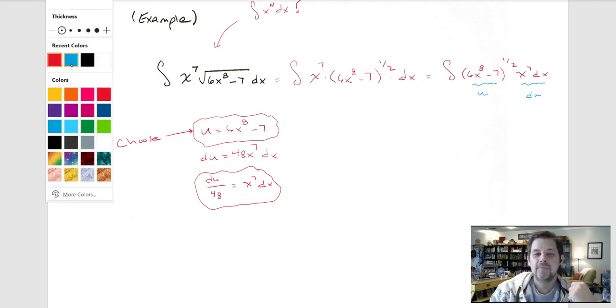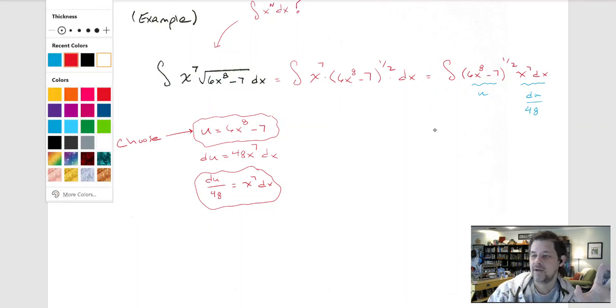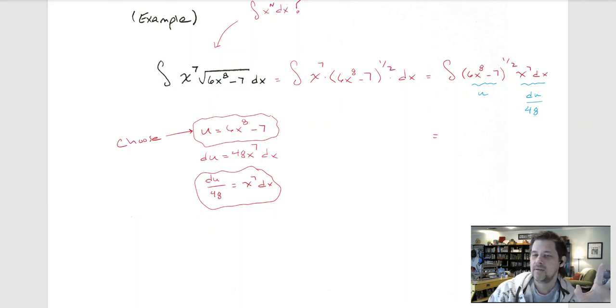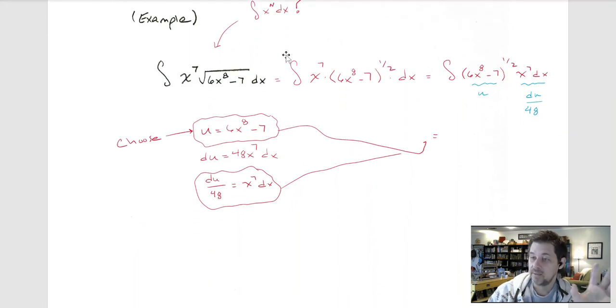Okay, so I guess technically it'll be du over 48, but I substitute everything away, and that's the objective with substitution. So if I, in this step right here, apply these substitutions exactly the way you see them in here, then this simple basic rule will become applicable, and that's what we want. So look, I'm going to get u to the 1/2 power, all right?